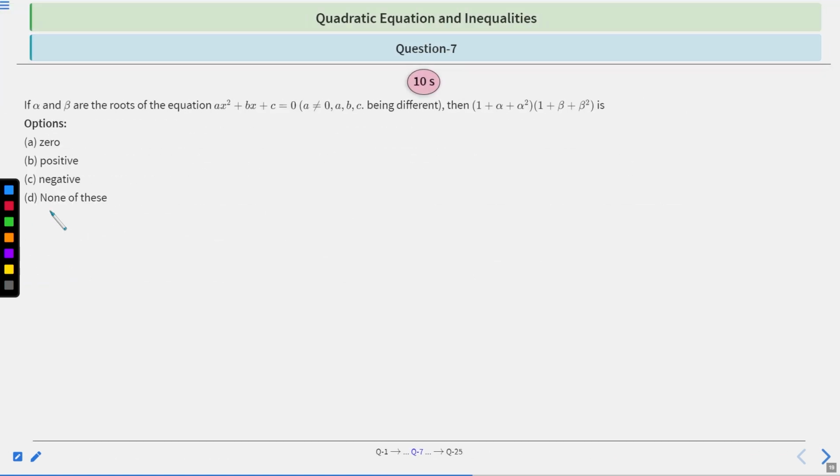Question number 7. If alpha and beta are roots of the equation ax square plus bx plus c equal to 0 and a not equal to 0, a, b, c being different, then 1 plus alpha square into 1 plus beta square is. So let's move to the solution after 10 seconds.